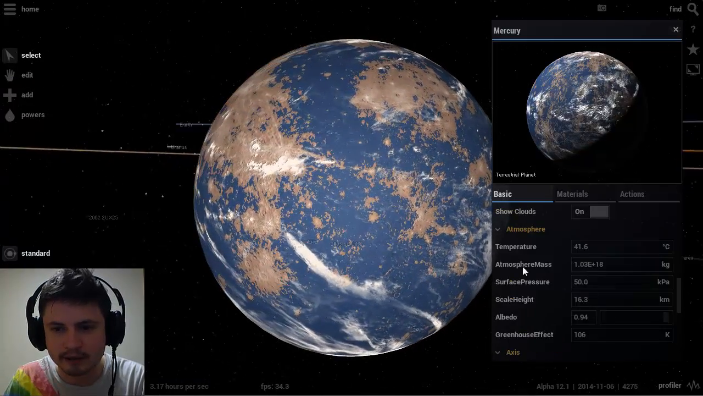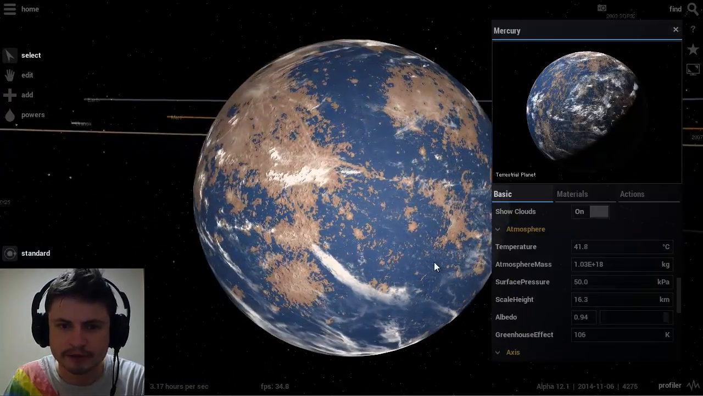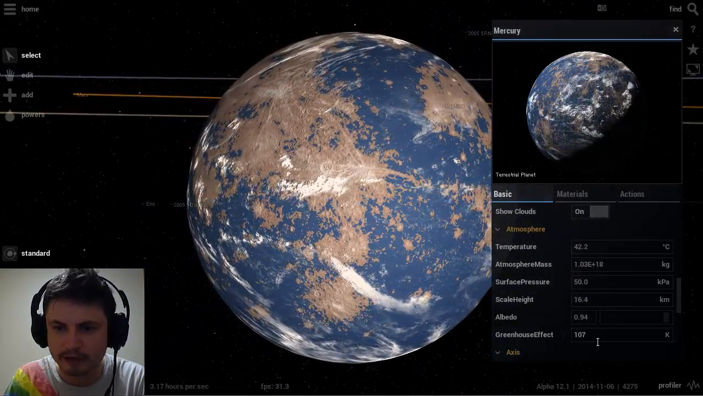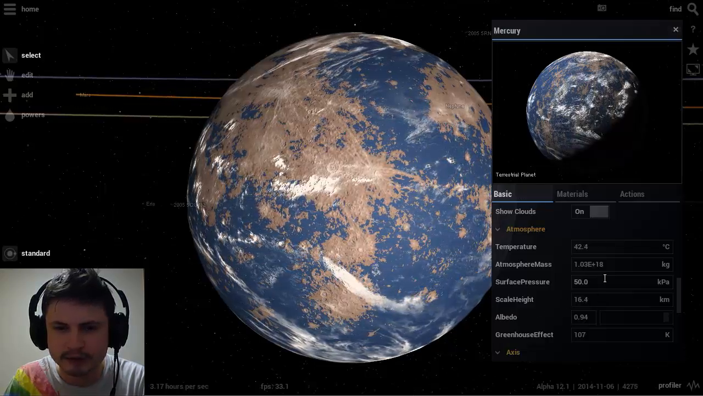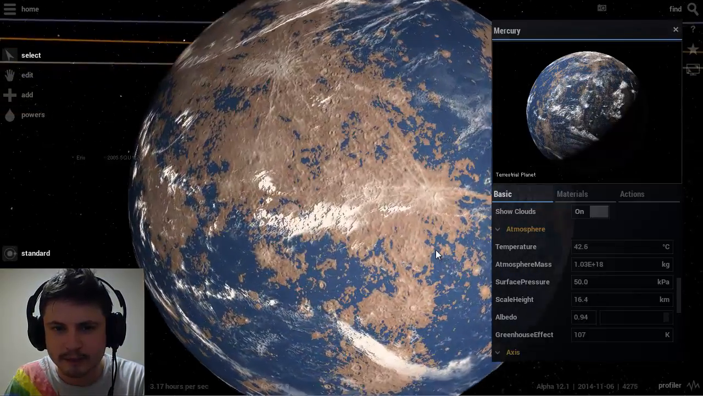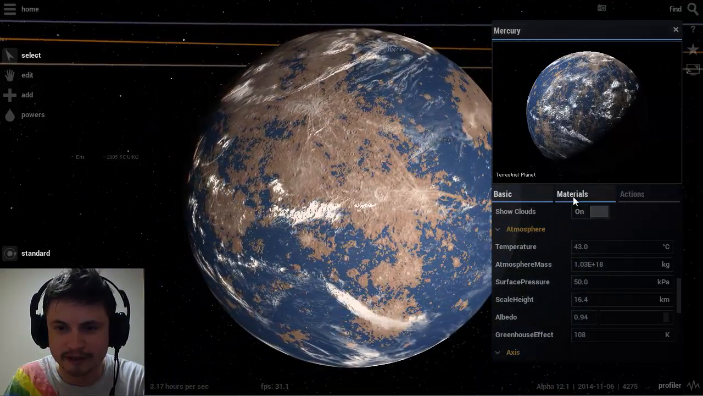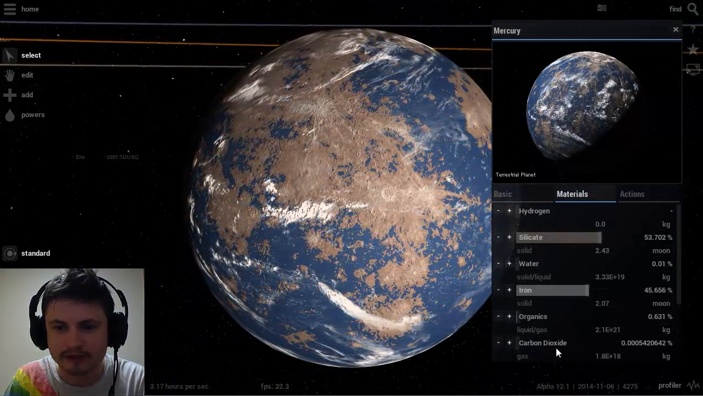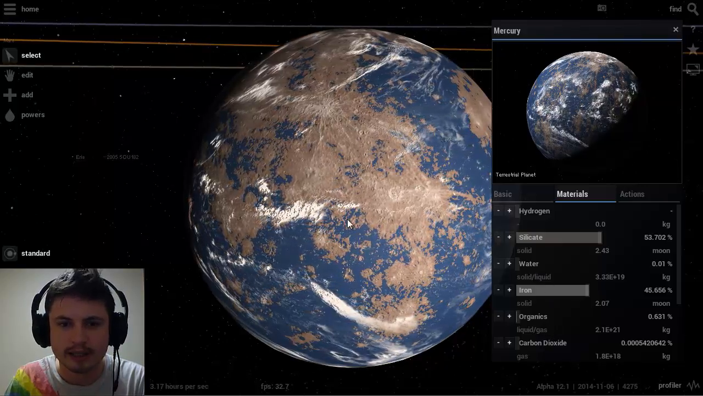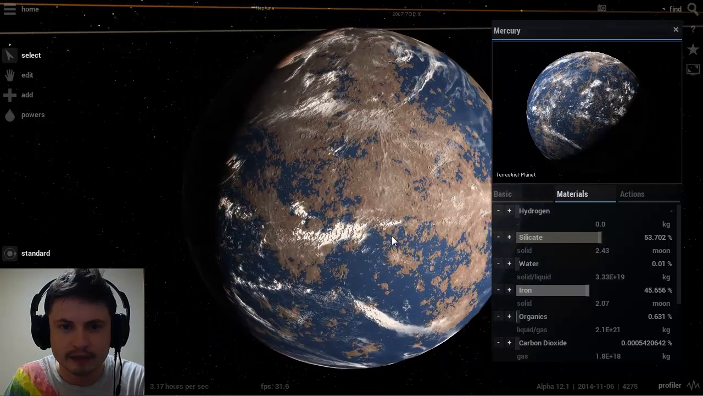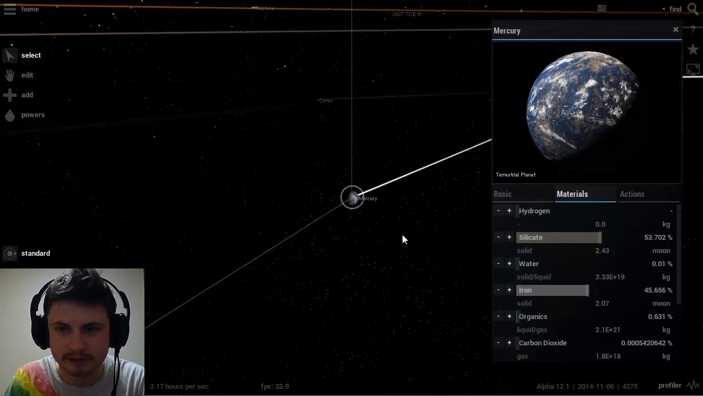And here we go, we have an average temperature of 41 degrees, it's still a little bit too hot, albedo of 94%, greenhouse effect of 107 Kelvin, relatively low pressure, but it's sort of like living up in the mountains somewhere in the Himalayas, except it's really hot. And we have carbon dioxide, we have organics, we have some water, and unfortunately it's not green yet, but from what I understand it takes time for it to get green. So let's go to the next planet, which will be Venus.